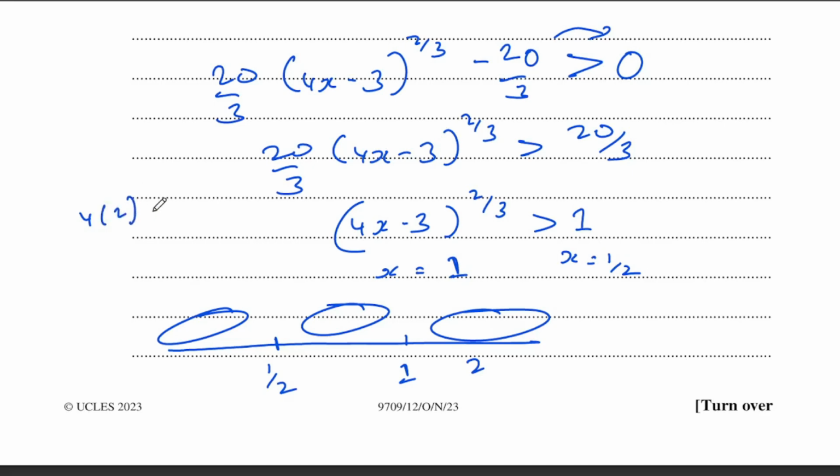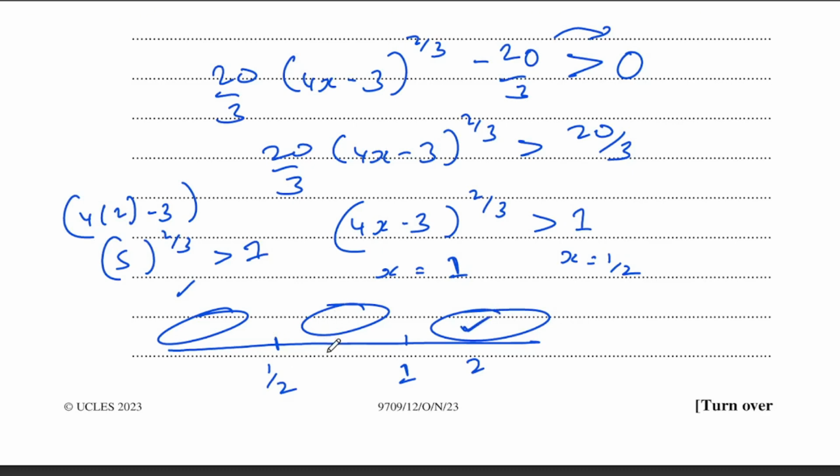So 4 times 2 minus 3, which is 8 minus 3, which is just 5, power 2 over 3. Is that greater than 1? Yes, it is. So 5 power 2 over 3 is 2.9, so it's greater than 1, so this part stands.